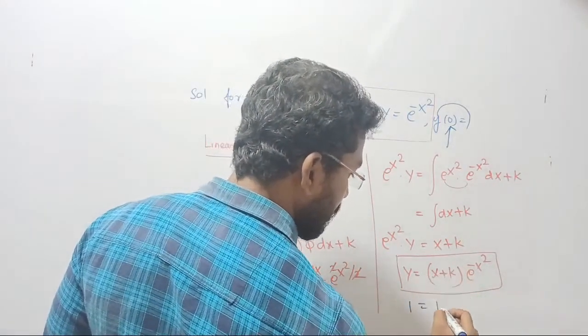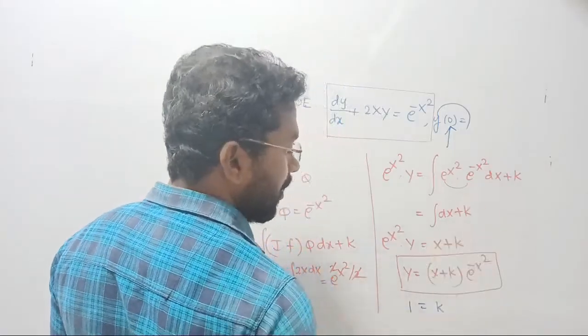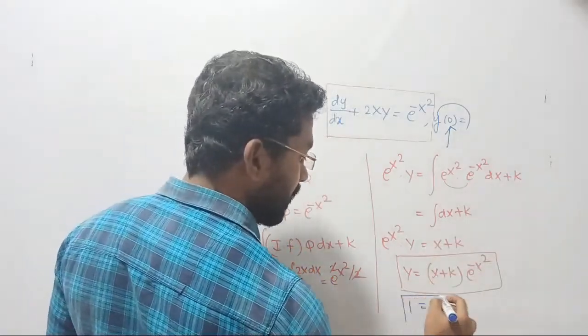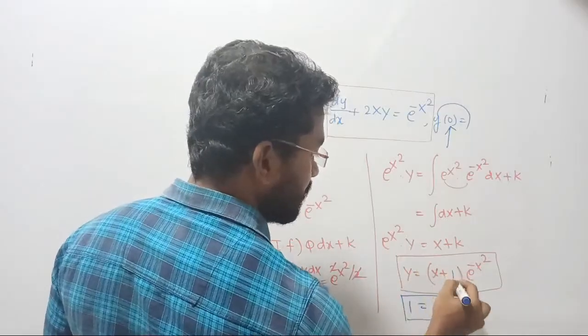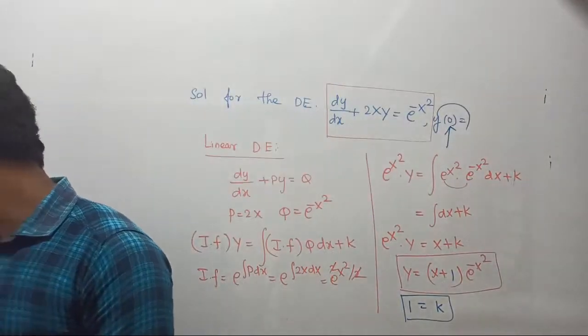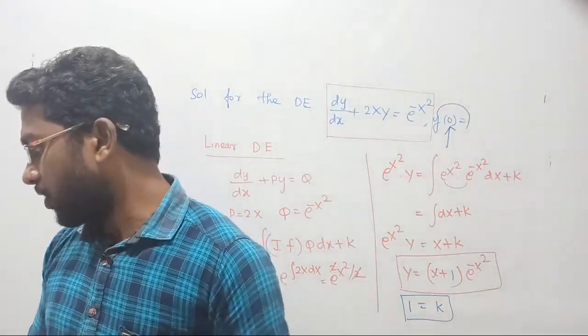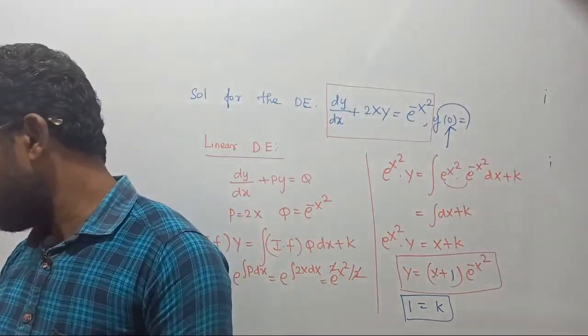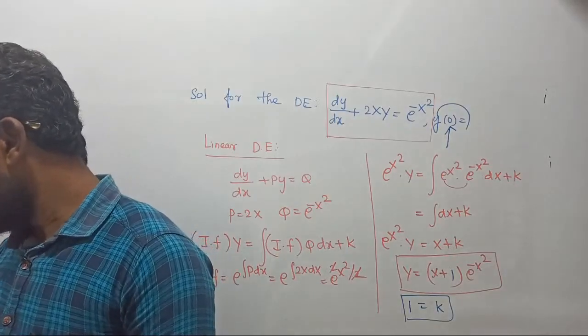Put x as 0, it becomes k, right? e^0 becomes 1, and 0 plus k becomes k. The value of k will become 1, such that (x + 1)·e^(-x²) is going to be the correct answer. Yes, they have given the options, but I don't want to write the options at all. We got the answer now, so we will leave this one.